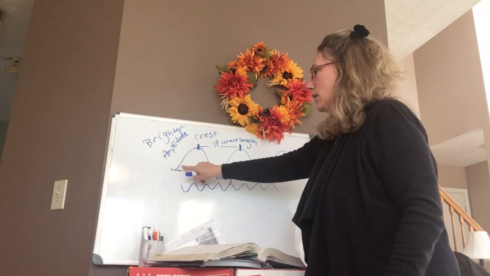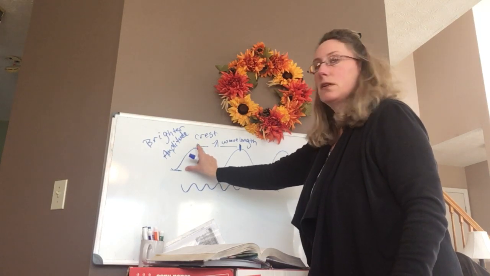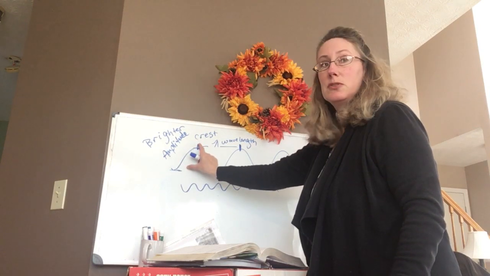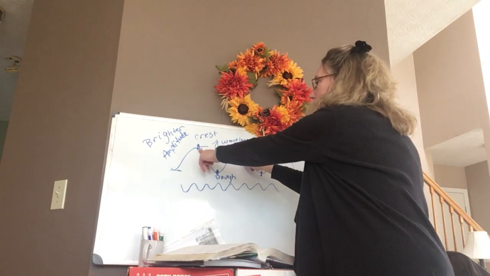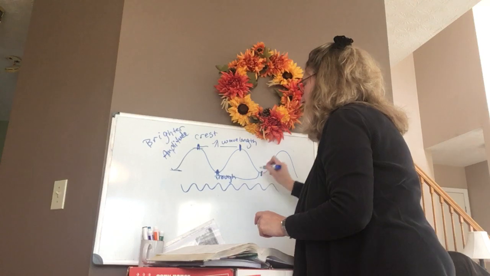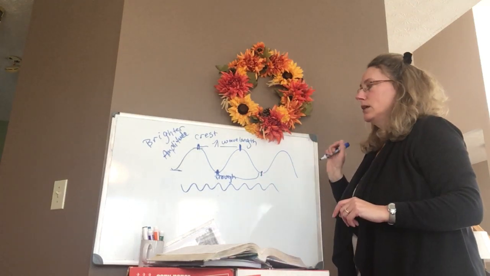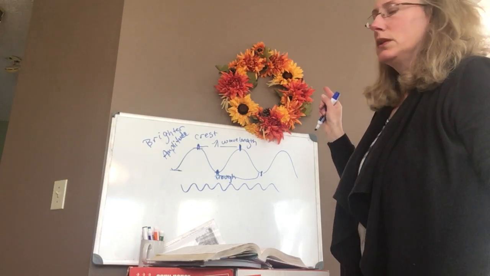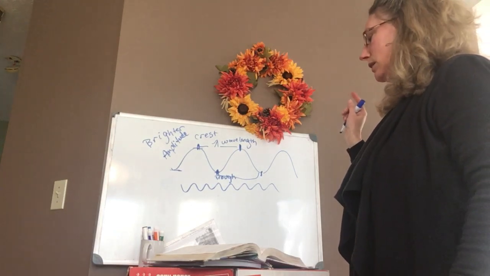So again, from a trough to a crest is your amplitude, that's your brightness. From a crest to a crest or a trough to a trough, that would be the wavelength. That would be your color. Someone getting that? Yeah, okay.